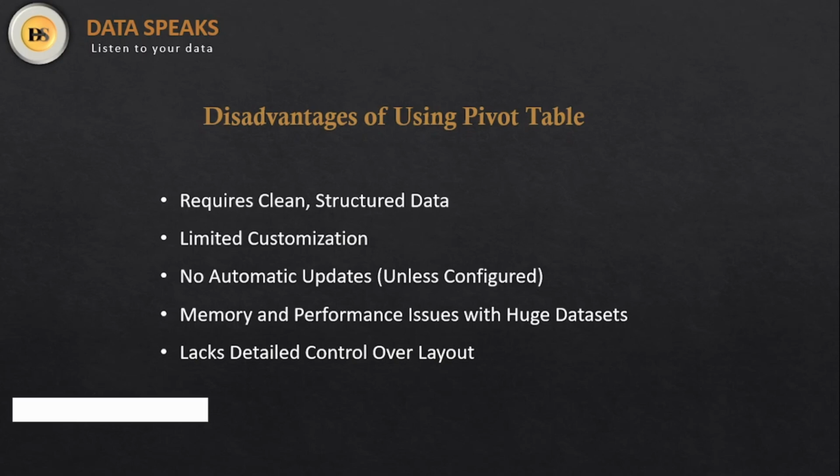What does it mean by no automatic update? For example, you have a local file stored in your system, and you already did some analysis with the help of pivot table. And the following day, new data was added to that file. Now, if you don't go back and refresh the data from the source, it will not reflect. That's what it means, no automatic update unless configured. So that is one of the disadvantages of pivot table.